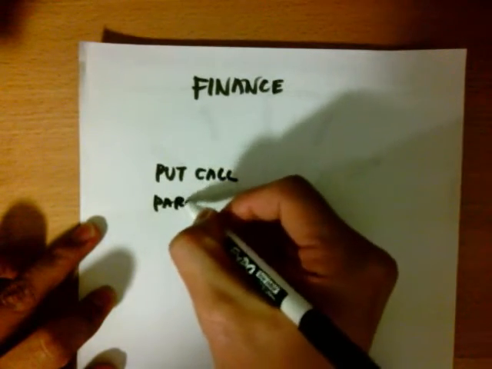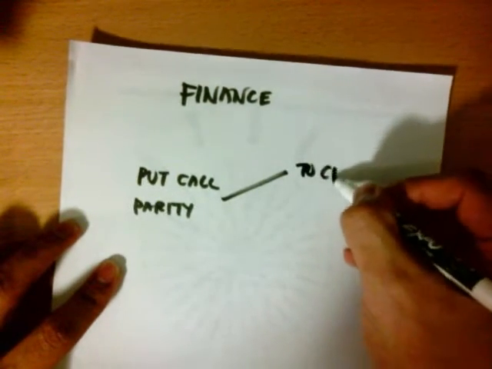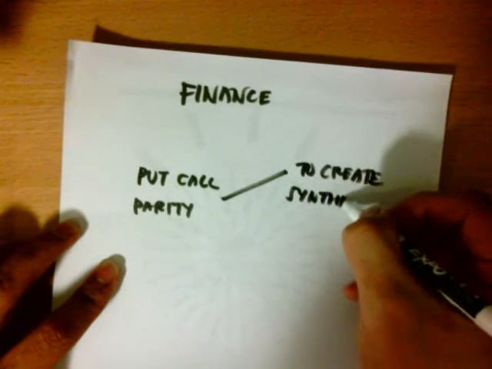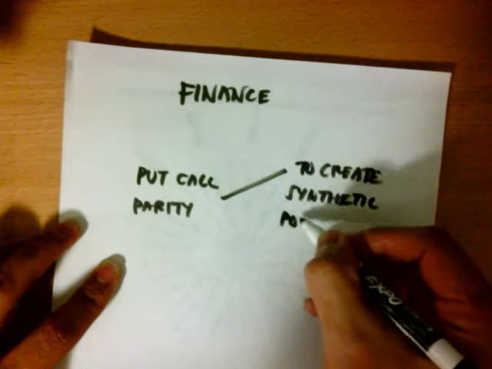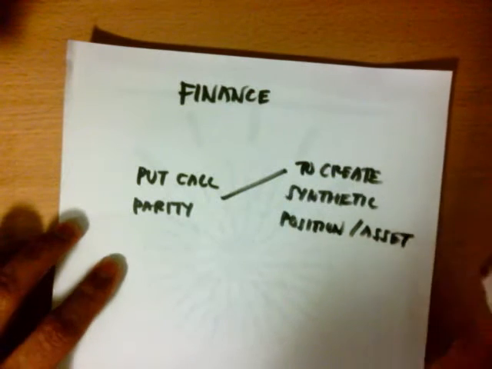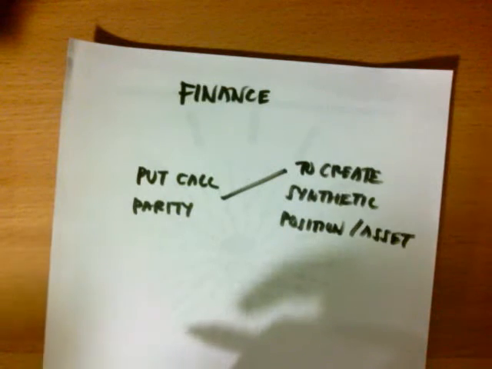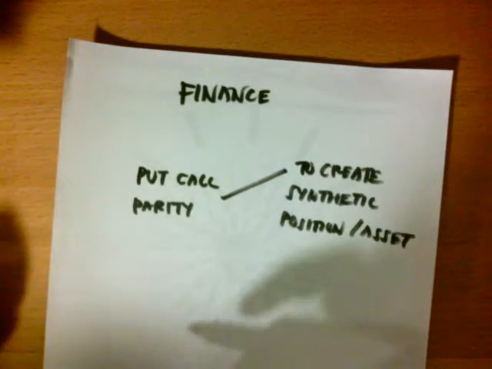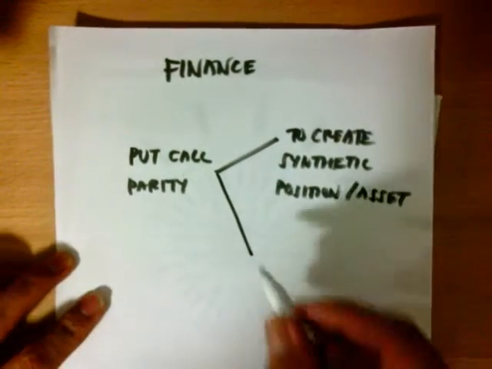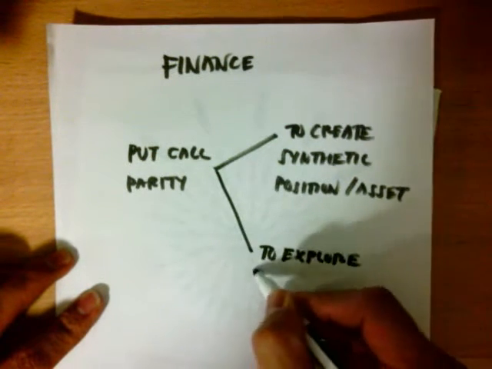and put call parity is used for two purposes. The first one is to create a synthetic position, or to create a synthetic asset. So let's say I want to create a long position, or I want to create the short put position. And the second purpose for put call parity is to explore potential arbitrage opportunity.